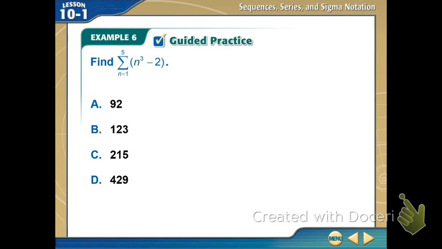All right, you try. Remember, this is your formula. You're going to start by plugging in n equals 1. You'll keep doing that until you get to 5, and then you'll take the sum of all of those terms. Take a minute to pause the video, and then check your answer and see how you do. You should have found that the correct answer was C, 215.